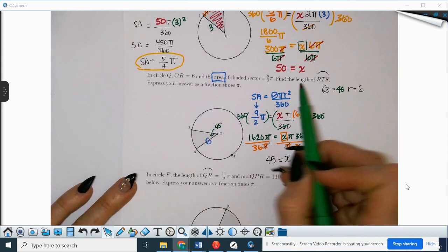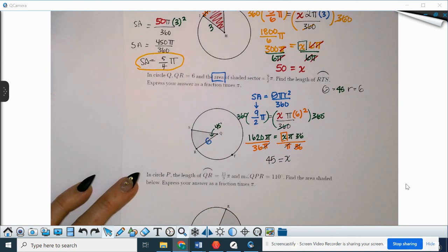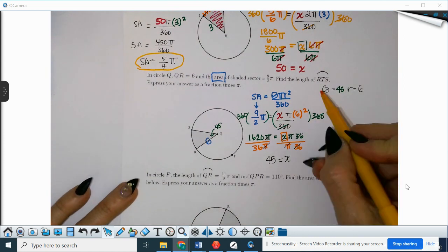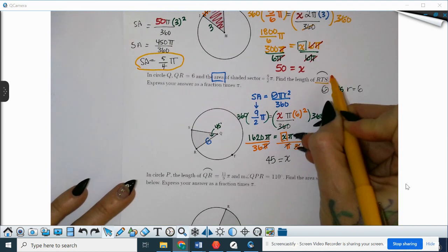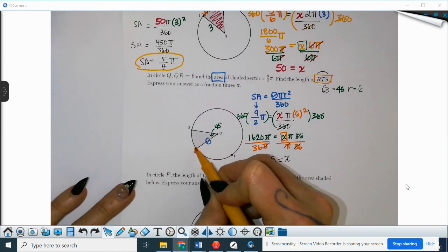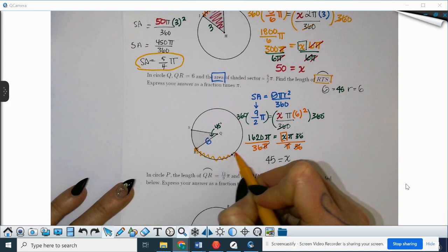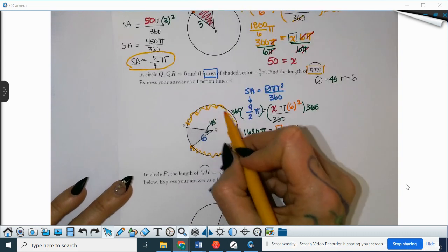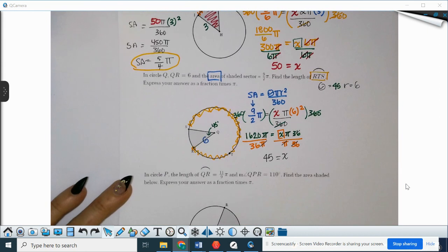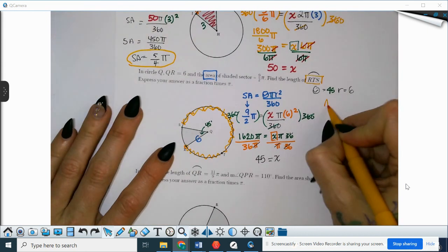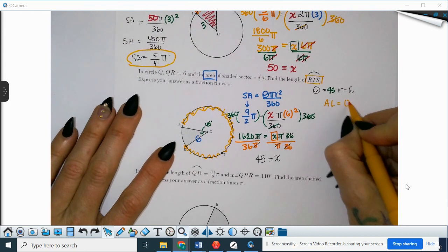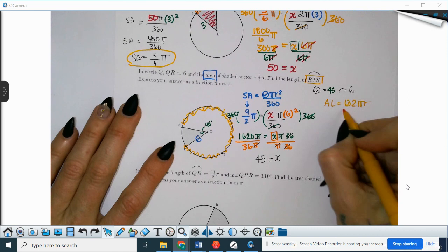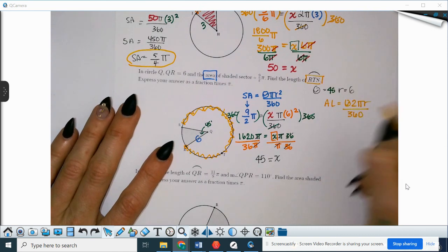Now we're going to keep going. Don't jump off into the deep end of swimming yet, because we haven't answered the question it asked. It says find the length of RTS. That is 3 letters. That means we are going from R to T all the way around to S. So we had the sector area of the small piece, but we want to know the length of the big piece. So arc length is theta 2 pi r over 360.